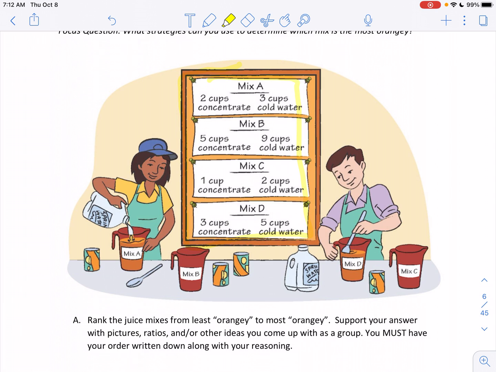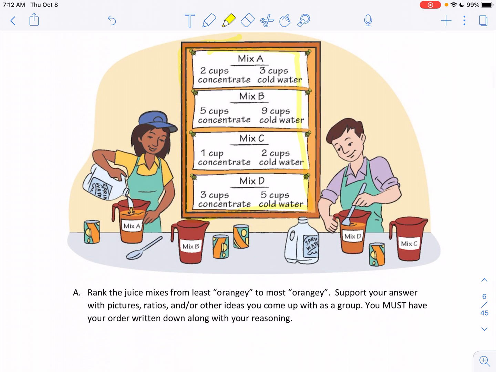And you're going to be supporting your answer with pictures, ratios, and other ideas you come up with as a group. And when I say as a group, it's COVID, so as we come up with in your head. So sorry. You must have your order written down along with your reasoning, okay? So go ahead and pause and try and think about how you can do this, and thinking about also some things we talked about yesterday with ratios.